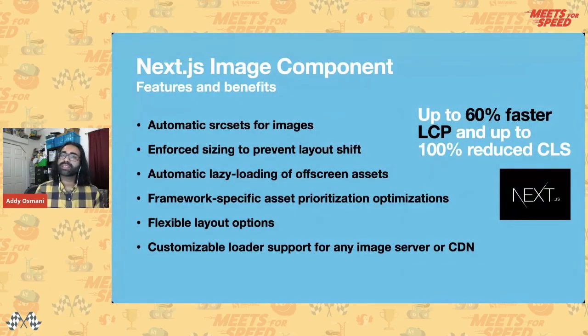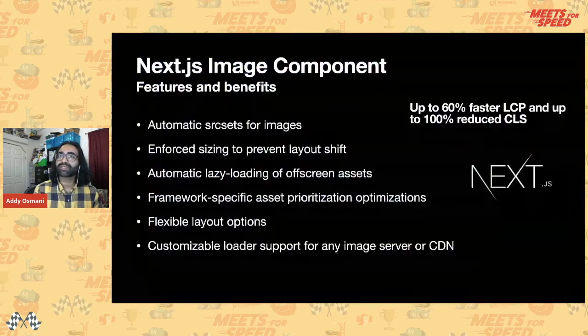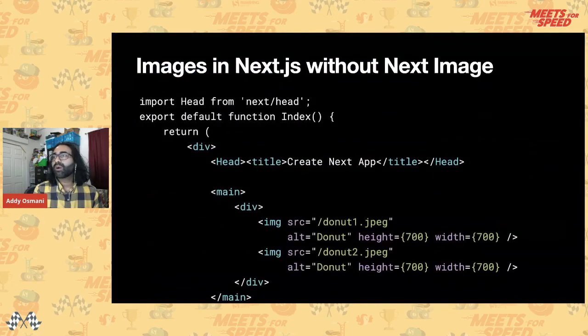Now, the Next.js image component is a pretty good example of this. With the Next.js image component, we've baked in support for automatic source sets for images, the ability to enforce sizing to prevent layout shift, automatic lazy loading, framework-specific asset prioritization, layout options, support for image CDNs, a number of different features here. And this can result in up to a 60% faster LCP and a 100% reduced CLS if you're using them effectively. Now, what does this look like?